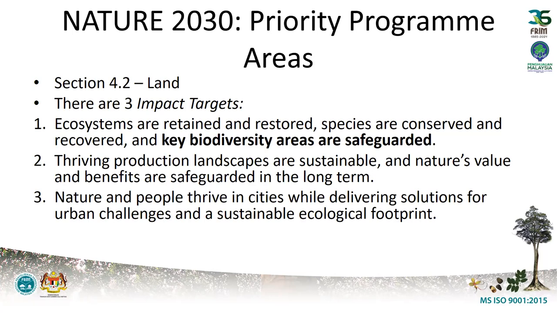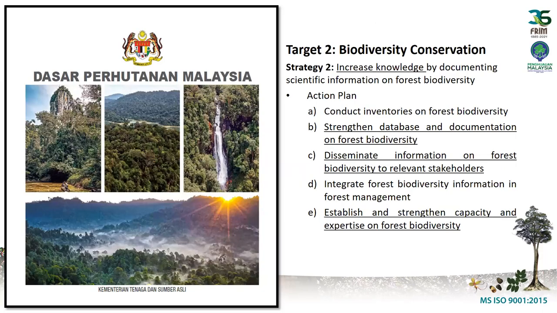Jadi, yang kedua, thriving production landscape are sustainable, nature value and benefits are safeguarded in the long term, nature and people thrive in cities also. Ini satu lagi perkara yang kita perlu ingat in cities, urban challenges, urban heat island. Sekarang ni kalau duduk kat tengah-tengah bandar, dia panggil urban heat island. Kita seolah-olah duduk dalam dome, semua panas, semua orang nak pakai aircon dan sebagainya. Then sustainable ecological footprint. Di bawah dasar perhutanan Malaysia juga mention on biodiversity conservation. Memang kita tak boleh lari.